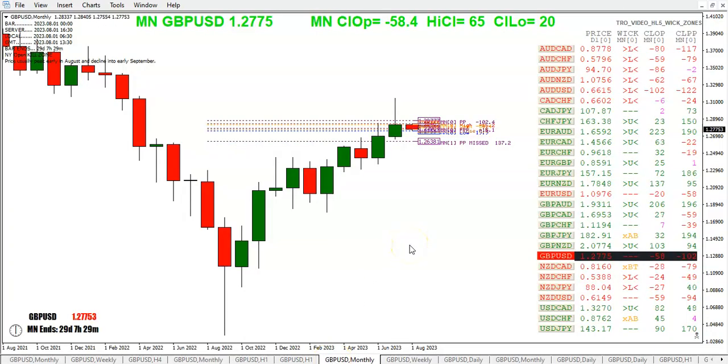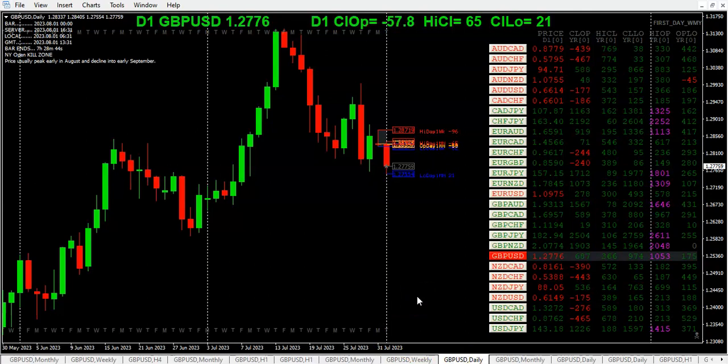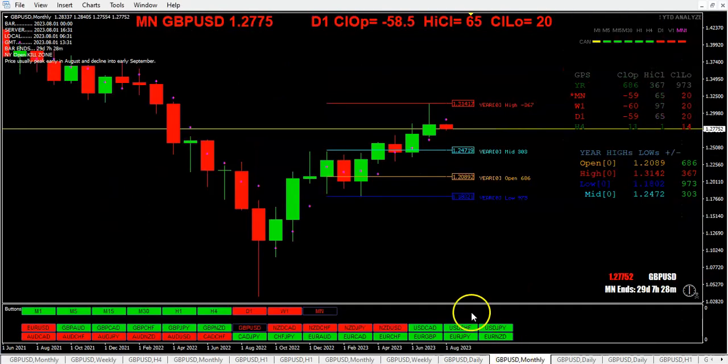So we're talking about the monthly open, and we are almost 59 pips below. We are 59 pips below the monthly open, sitting at 127.75, which is a psychological level. And we are 20 off the monthly low and 65 off the monthly high. So far this week, we filled all the open gaps and we broke below the weekly opening range, and we're putting in the monthly opening range as I speak. For the year, 686 pips above the open, 367 off the high, 973 off the low, coming back down towards that yearly midpoint at 2471. We're 303 pips away from that.